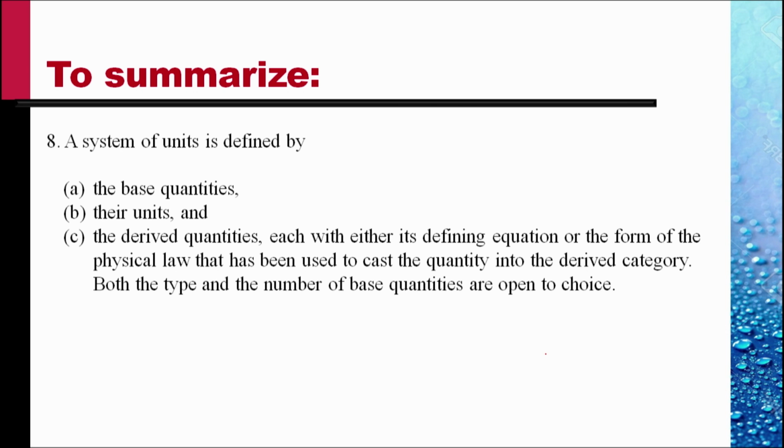A system of units is defined by the base quantities, the units, and the derived quantities, each with either a defining equation or the form of the physical law that has been used to cast the quantity into the derived category. Both the type and number of base quantities are open to choice. And this choice is what we are going to exploit in the remaining part of this course.